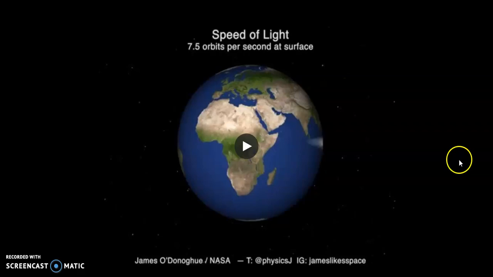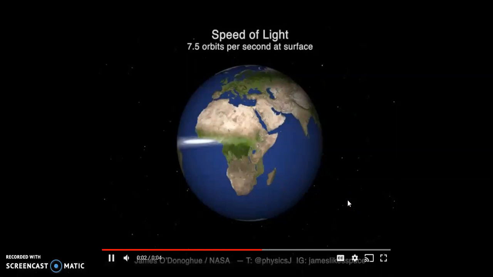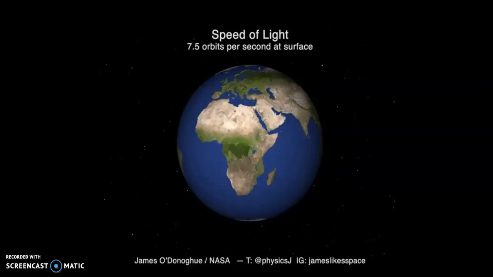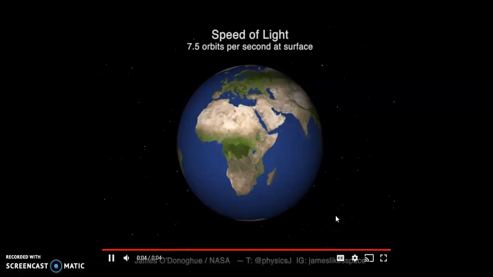This is kind of a wonderful animation. This is how fast the speed of light is. Check this out. That's 7.5 times more or less around the Earth in 1 second. So this is a 4 second video clip and it's going about 30 times around the Earth, if you can imagine that. But wait, there's more.